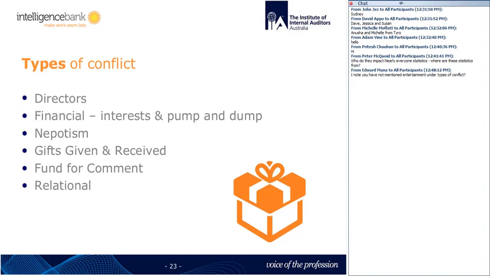We just got a question saying, I've noted you haven't mentioned entertainment under types of conflict, and that's usually gifts given and received. So that's where entertainment falls under. A gift given could be anything as innocuous as a Christmas basket, or it could be travel to a conference or things like that.